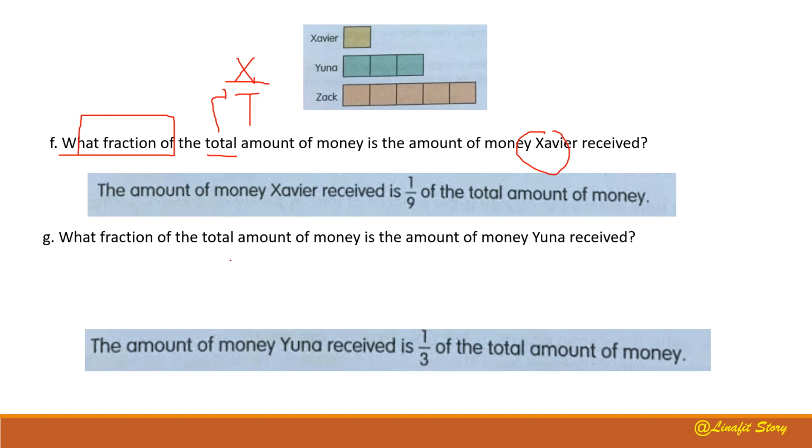And then question G, what fraction of the total amount of money is the amount of money Yuna received? So again over here, what fraction of? So the total will be the denominator, while Yuna becomes the numerator. So Yuna out of total equals 1 out of 3. So the amount of money Yuna received is 1 out of 3 of the total amount of money.